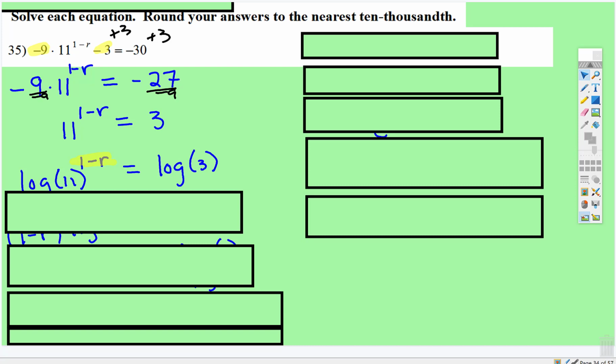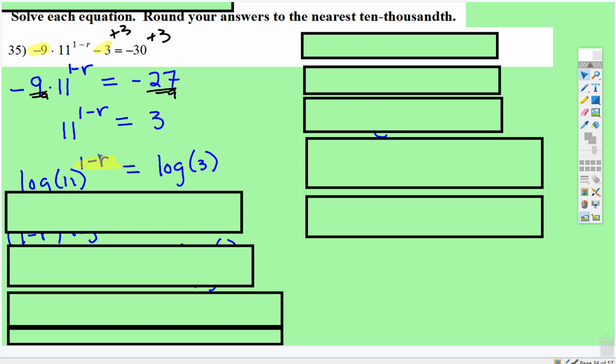Remember, we're taking the log because log is the inverse. Just like the inverse of adding is subtracting, the inverse of multiplying is dividing. We use all these inverse operations to solve equations. Well, the inverse of exponentials is logs. So we take the logs of both sides.